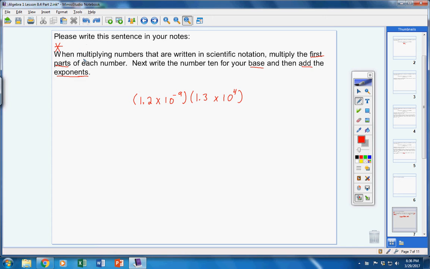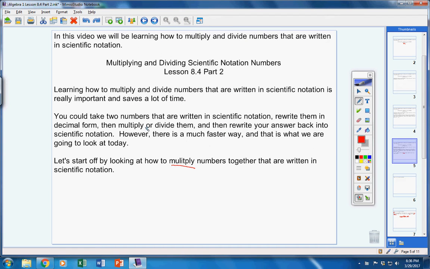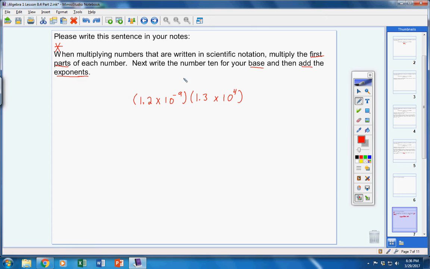So yes, like I said earlier back here, you could take the two numbers, rewrite them in decimal form, then multiply them, then write your answer back in the scientific notation. That's going to take a lot of time. So I want to teach you a shortcut, and I hope you'll take some really, really good notes, okay? When multiplying numbers that are written inside the scientific notation, what do you do first, students? Are you looking? Watch, please. You multiply the first parts of each number.